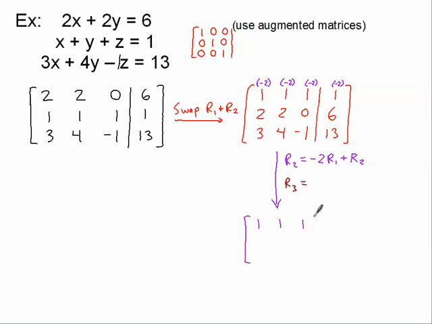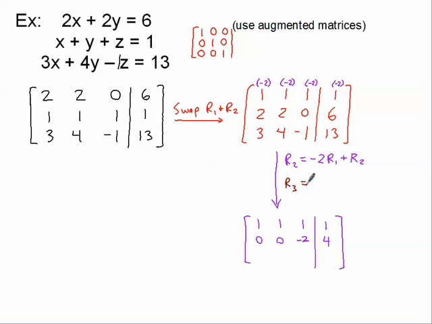So let's start there. 1, 1, 1, and 1. That is not changing. Not yet. Negative 2 plus 2 becomes 0. Negative 2 plus 2, hey, that's another 0. Negative 2 plus 0 is negative 2. And negative 2 plus 6 is 4. So cool. We've got our 1 and now our 0 right here.